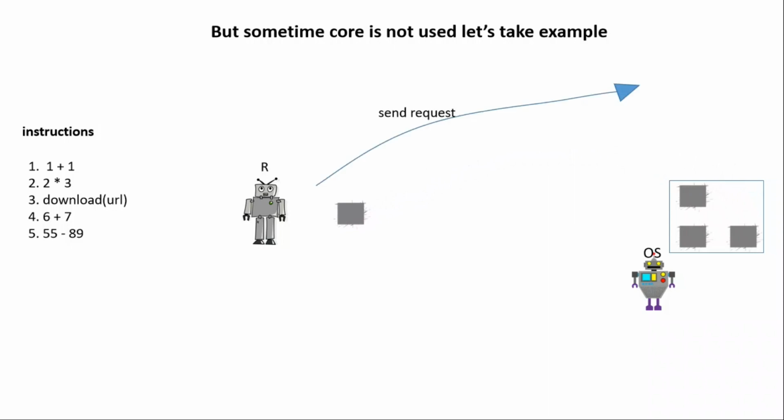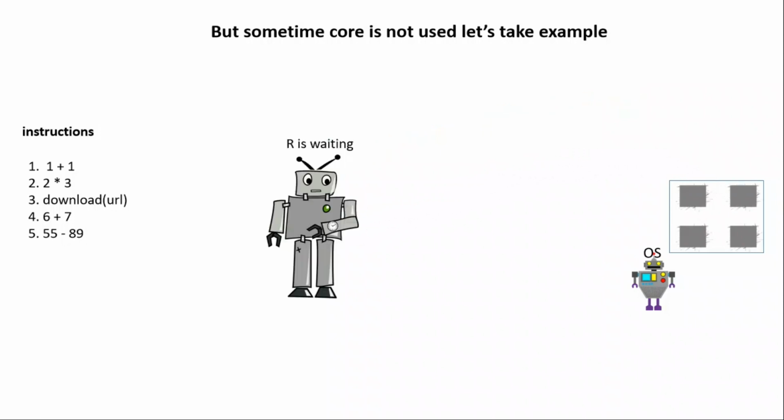Now the resource is free. Okay, it returns to its own place. Now let's see what is happening here. R is waiting for the response. What do you think, how long can it wait? 5 minutes, 10 minutes, 20 minutes, it can wait forever.